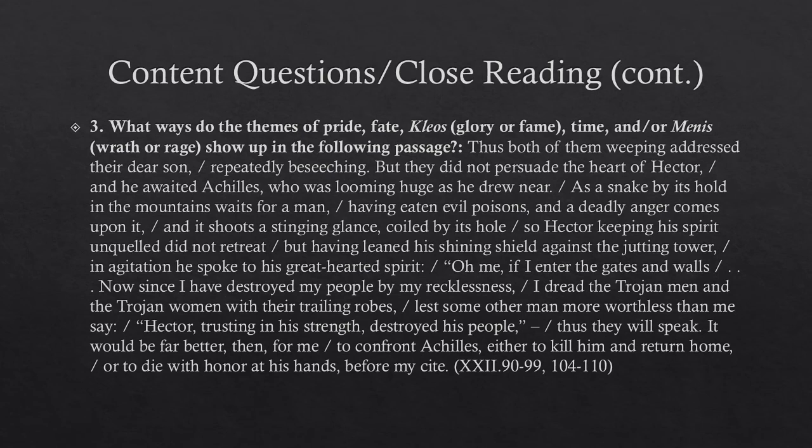And so best case scenario, he wins and returns home. Worst case scenario, he dies, but he dies with honor and glory, and it was kind of expected anyway. So just a snapshot of Hector and a snapshot of Greek culture as you think through these things.